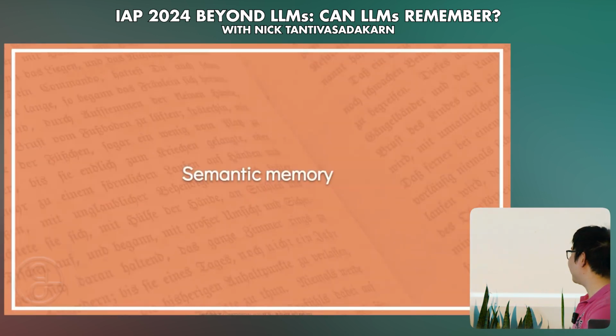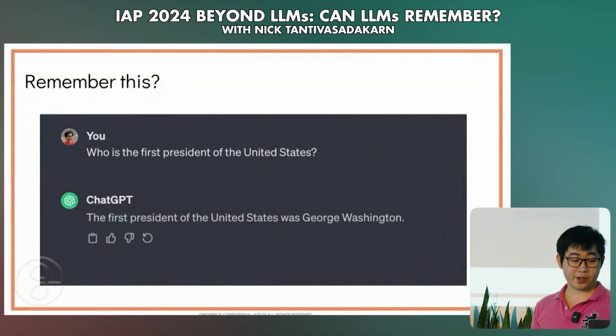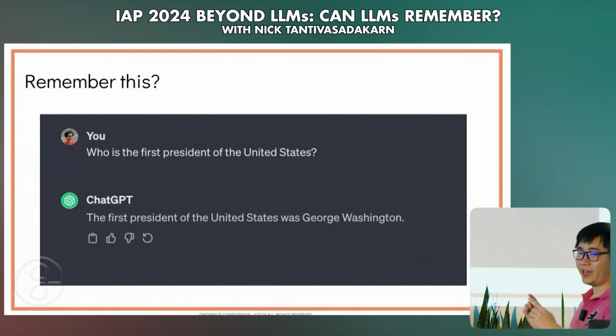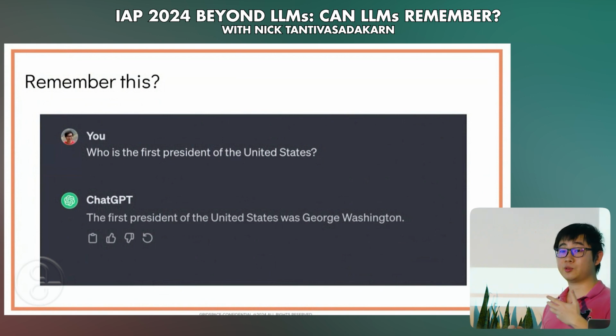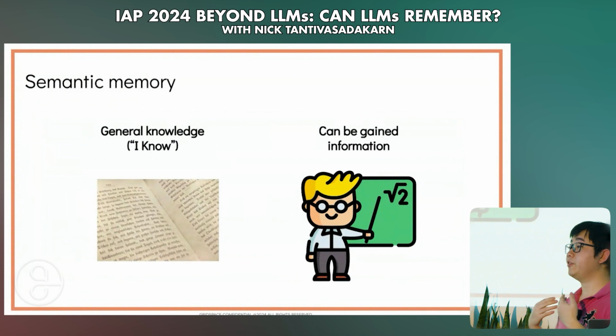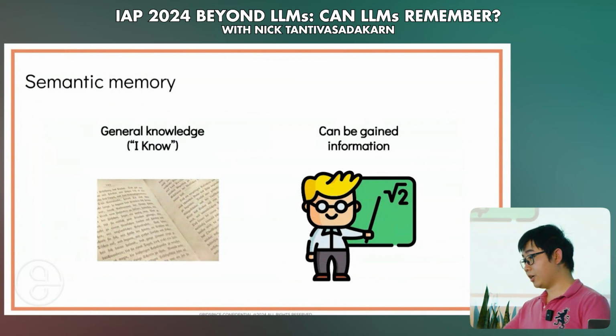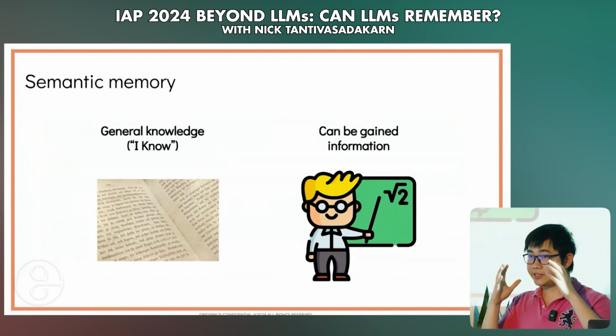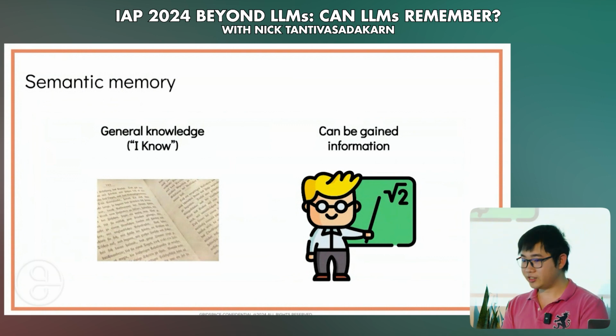Okay, final part. Final part in terms of memory: semantic memory. Semantic memory is about facts. If you remember this here, I asked ChatGPT who was the first president of the United States, and it is able to recall certain facts correctly. Now, the main difference between episodic and semantic memory is that semantic memory isn't really tied to any context.